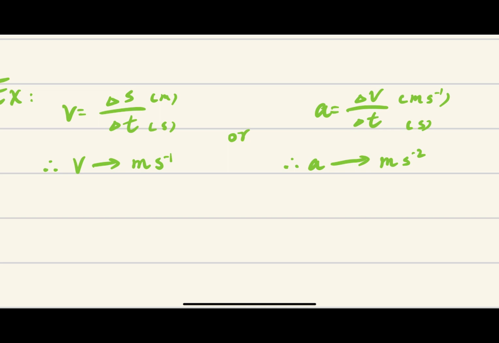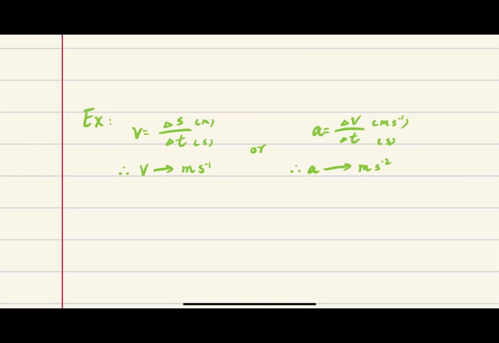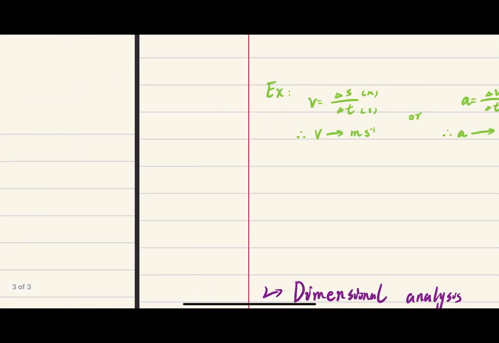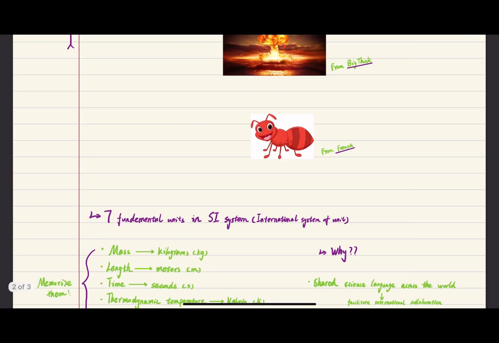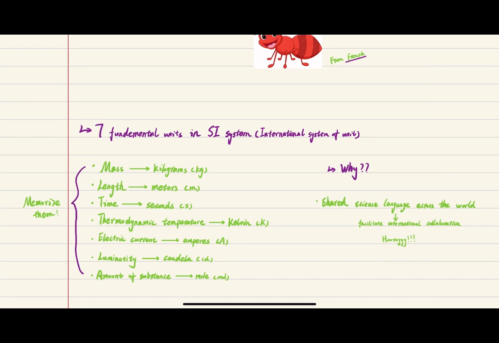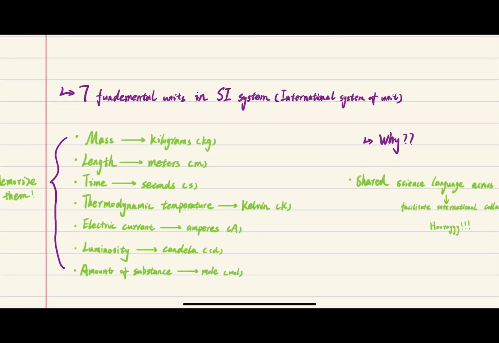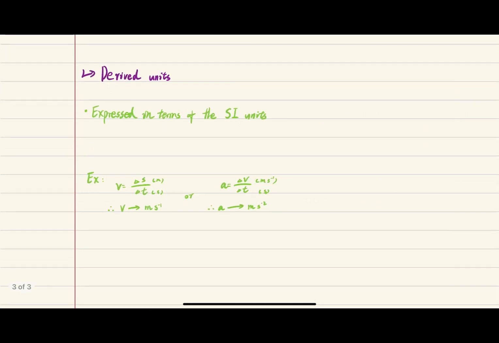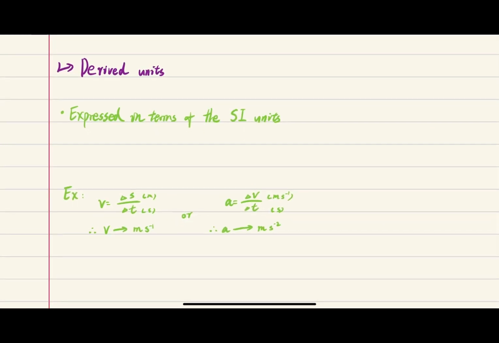To summarize what we have done today, we learned about the seven fundamental SI units that we have to memorize. And the derived units are expressed in terms of the SI units. And that's all the contents today.